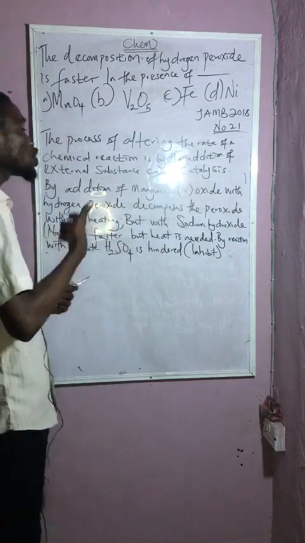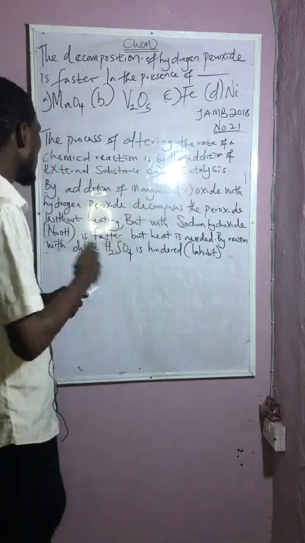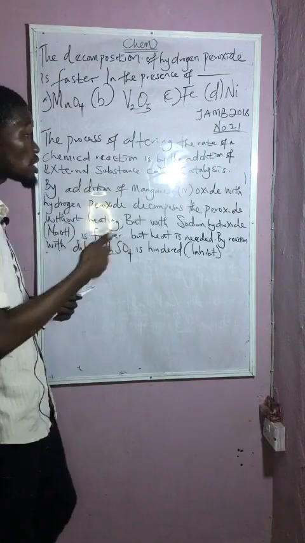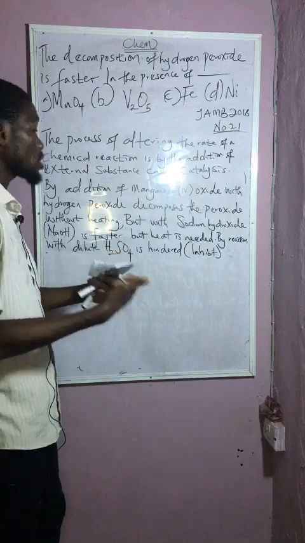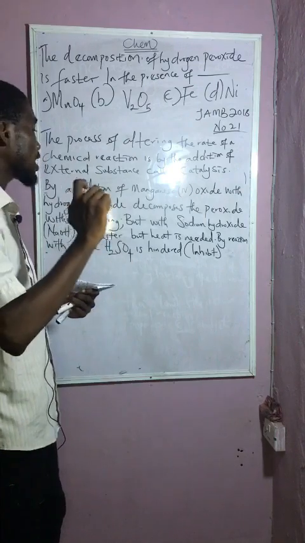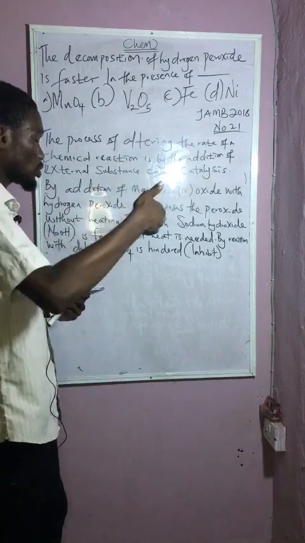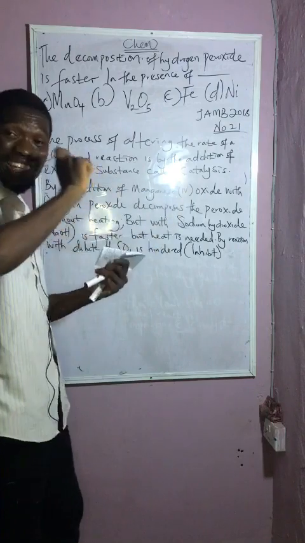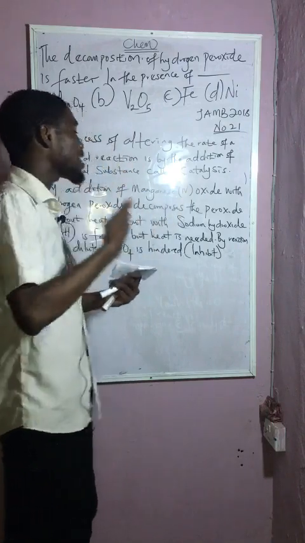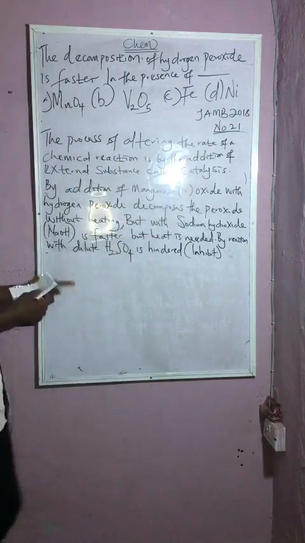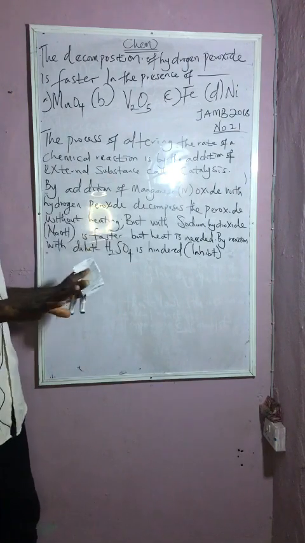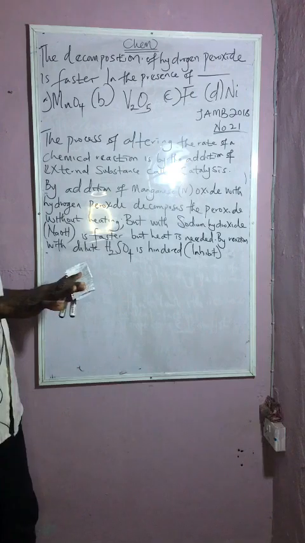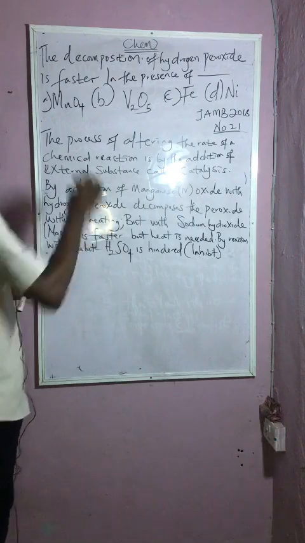So by addition of manganese with hydrogen peroxide decomposes the peroxide slowly without heating. But if sodium hydroxide is supplied to the addition, it's faster, but heat is needed. And if it is introduced with dilute sulfuric acid, it is hindered, that is no reaction. Are you with me now? So our answer is what?